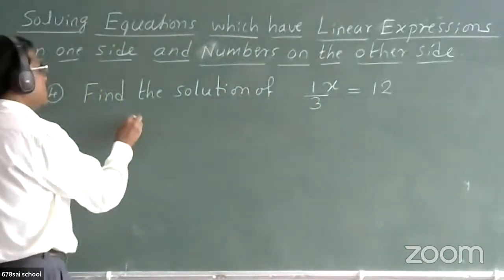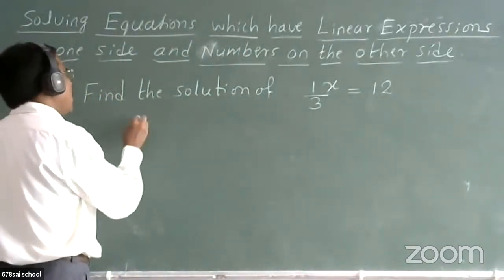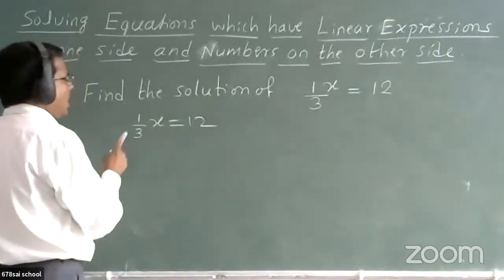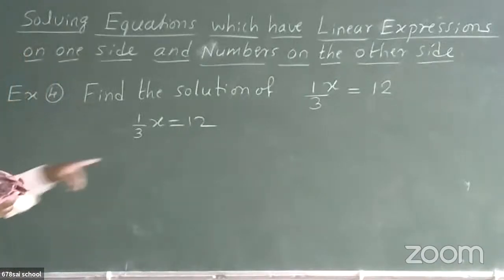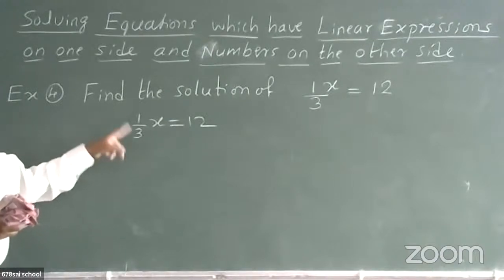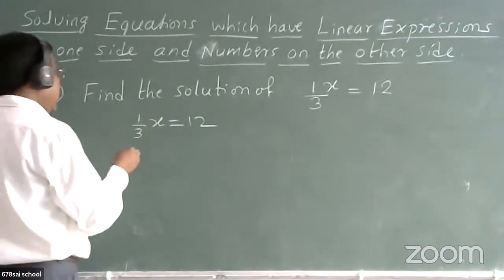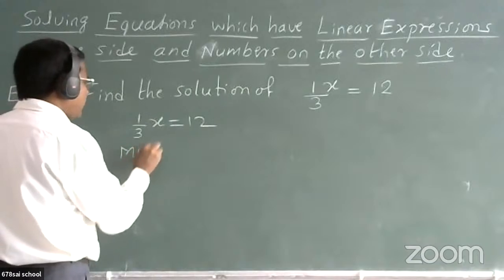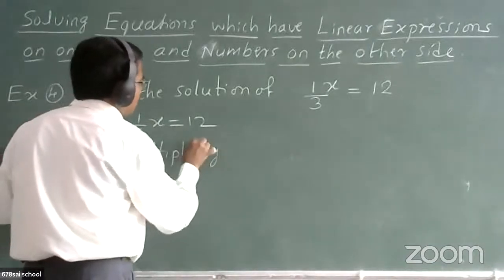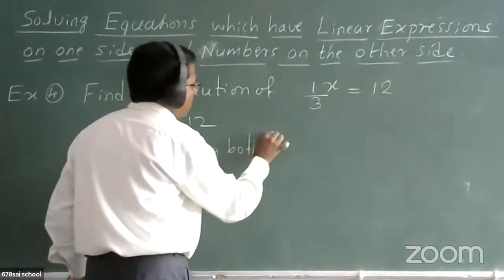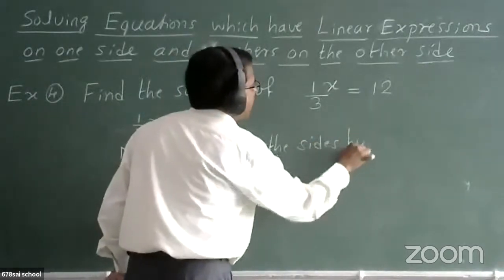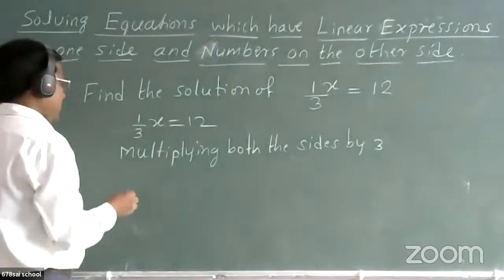So how to solve this? One third of x we can write equal to 12. I want to remove this 3. 3 is in denominator, in numerator 1. 3 will need to cancel. So I multiply by 3. Multiplying both the sides by 3. Now multiply both the sides by 3.